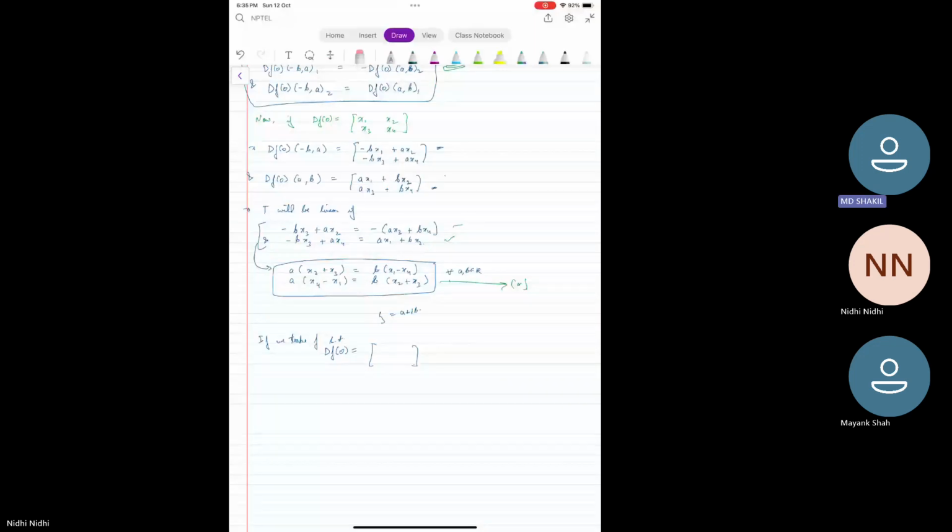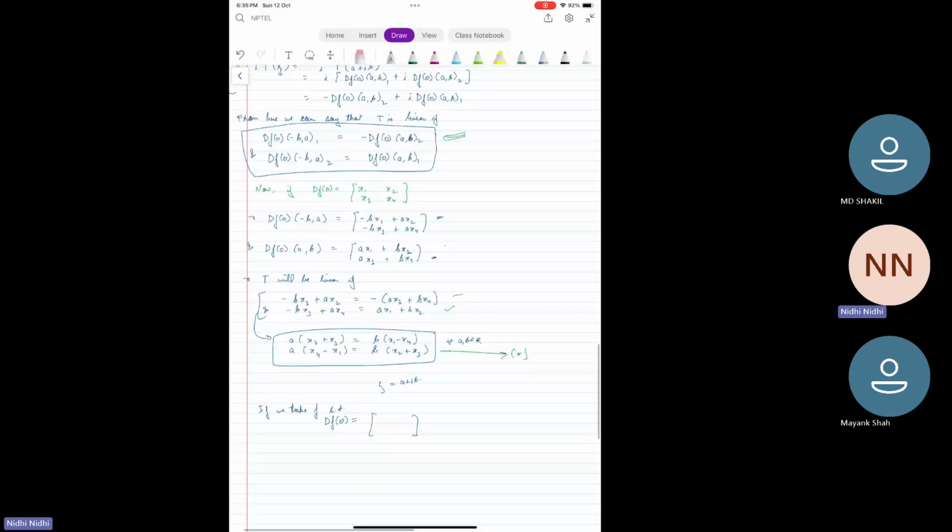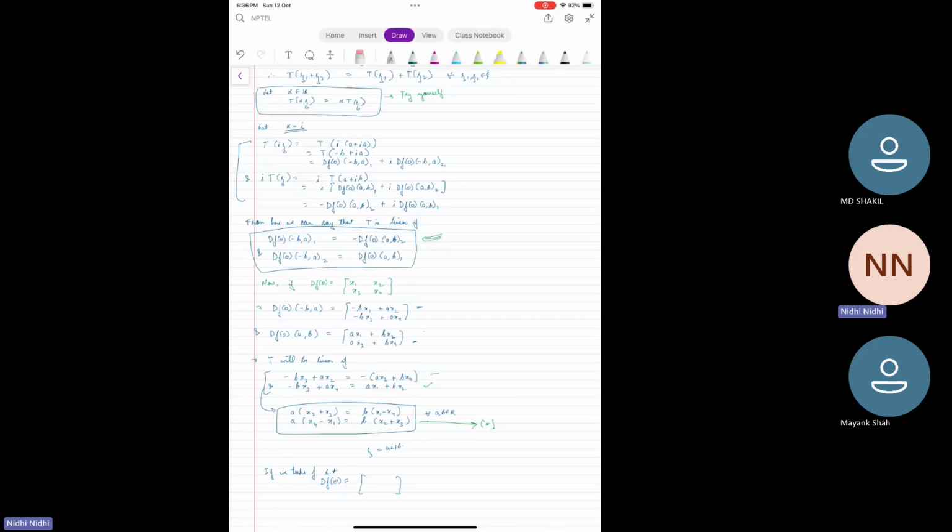So we need to take a matrix which is invertible, I think. No, invertibility is not necessary. df0 is just a linear map. All we know is that the function is differentiable at that point. It need not be invertible.